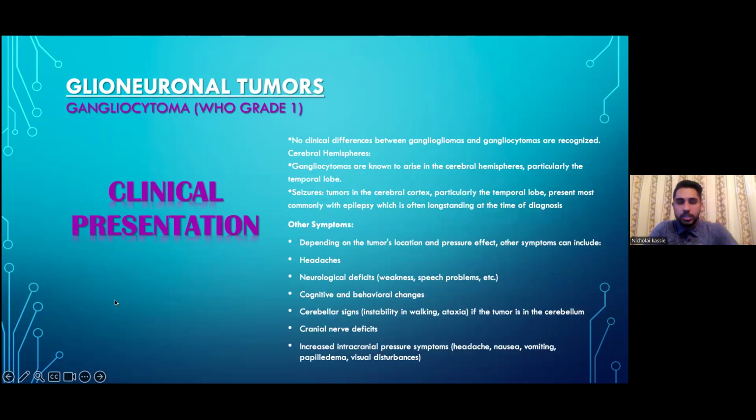The clinical presentation of the gangliocytomas: there's practically no clinical difference between both of them. However, symptoms will overlap, and for most of these types of neuroglial and neuronal tumors, the symptoms are quite similar.